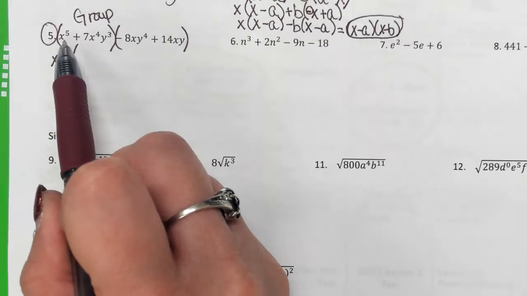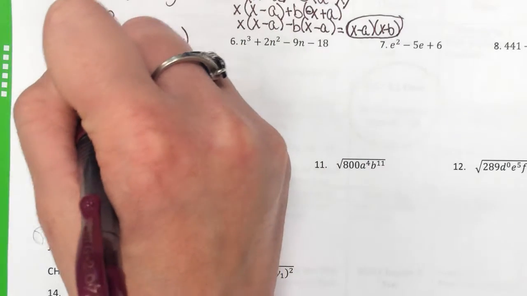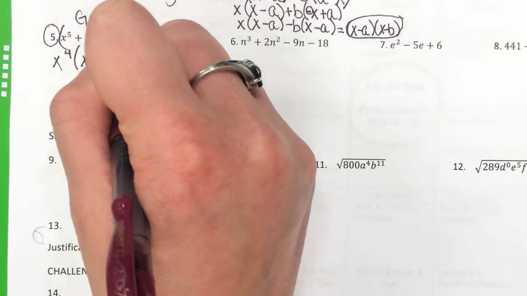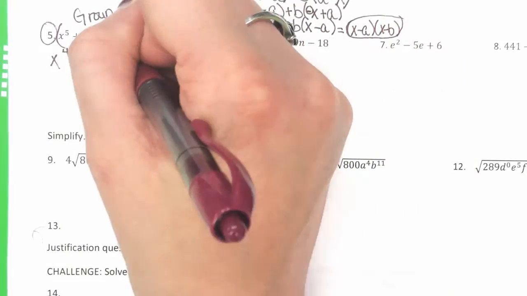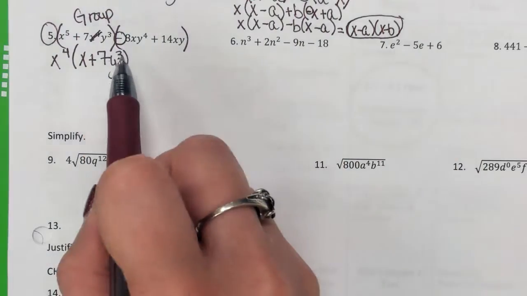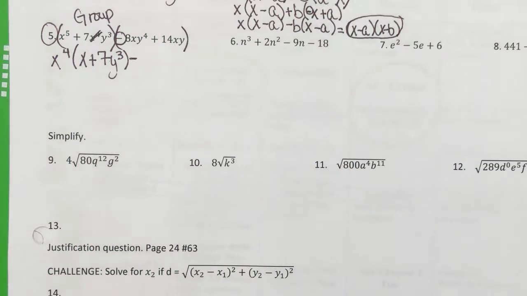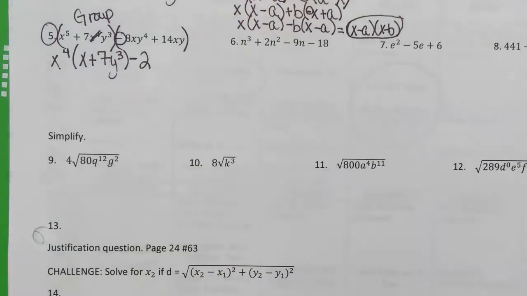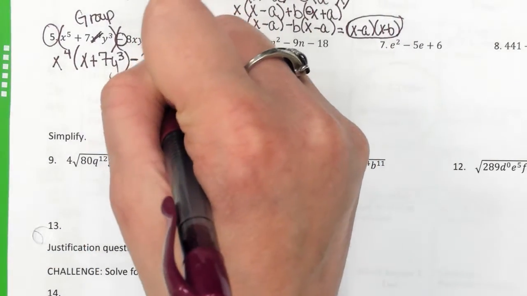All right, you had 5 of them. You took out 4 of them. How many's left? 1. There you go. Plus 7. You took out all your X's. You got y to the 3rd. All right, what's my sign that I'm going to put? Negative. There you go. All right, you got 8 and 14. What number goes into 8 and 14? 2. What else do they have in common? X and Y. There you go.